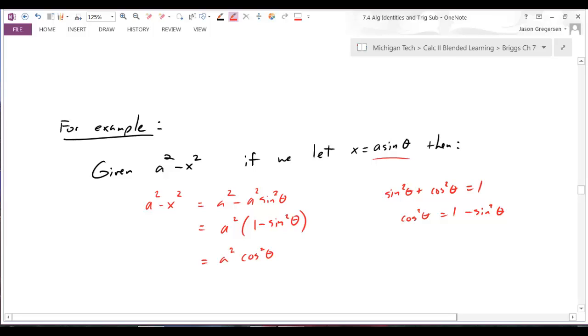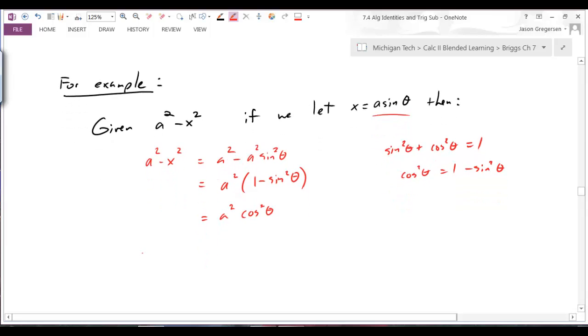But does that always work? What if I didn't have a squared minus x squared? What if I had a squared plus x squared? What if I had x squared minus a squared? Can I handle these with that substitution of sine?